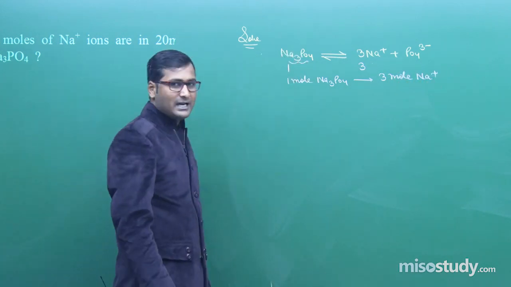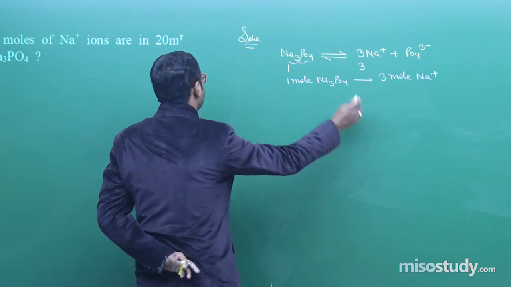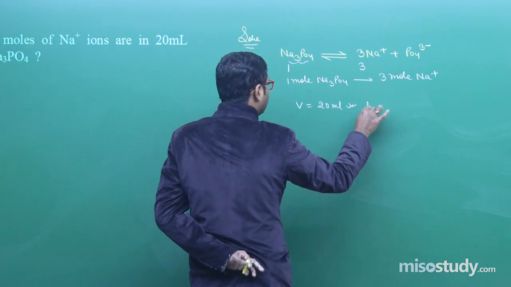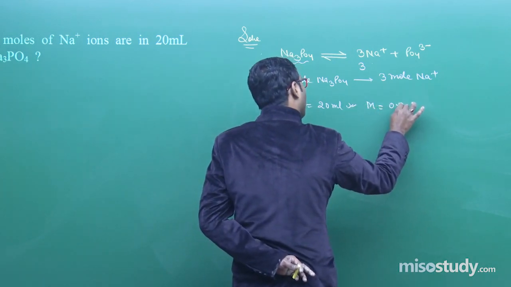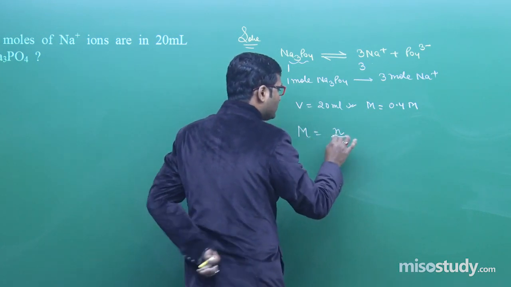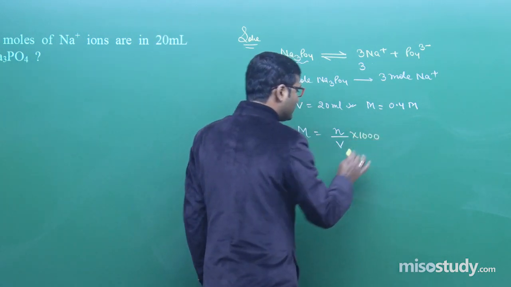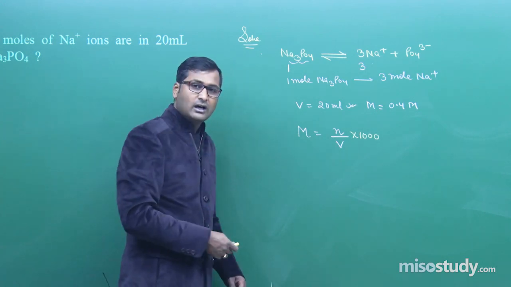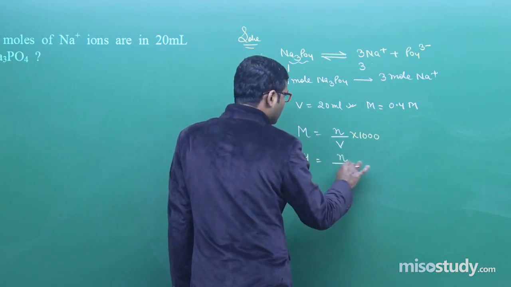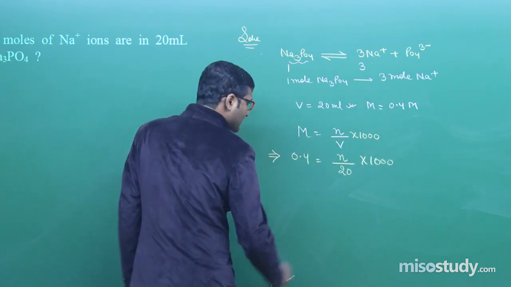Now, according to the data, we have to find the number of moles. It is given in the question that the volume is 20 ml, and the molarity is 0.4 molar. Now we know molarity is equal to number of moles upon volume of solution in ml multiplied by 1000. This is the formula of molarity. Put the value: molarity 0.4, number of moles n, volume 20, multiplied by 1000.